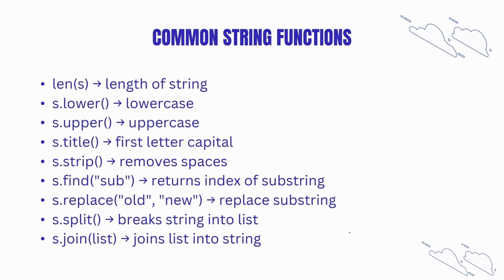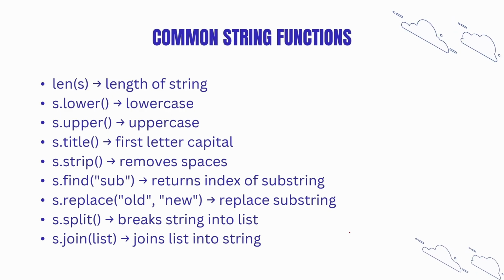So next is common string functions. We have all these functions like len. Using len, we can calculate the length of the string. Then we have s.lower, which converts all the characters of the string into lowercase characters. Then we have s.upper, which converts all the characters into uppercase characters. Then we have s.title, which gives the first letter capital. S.strip removes all the spaces. It strips away all the spaces.